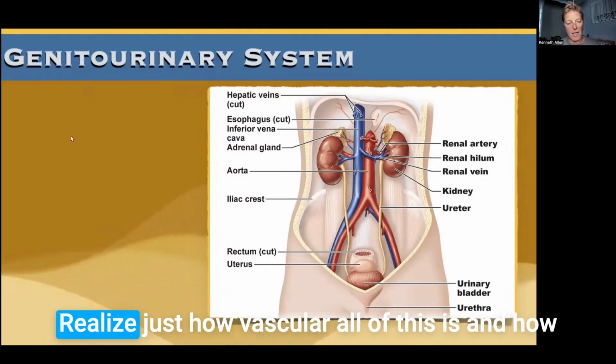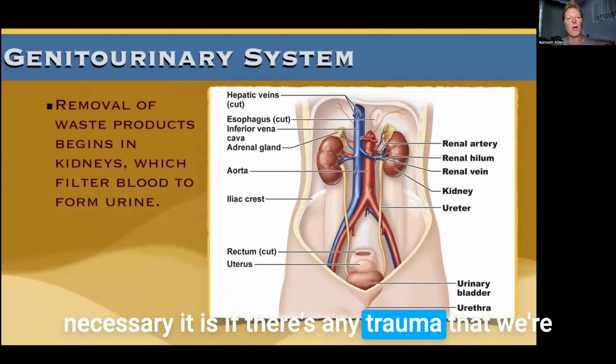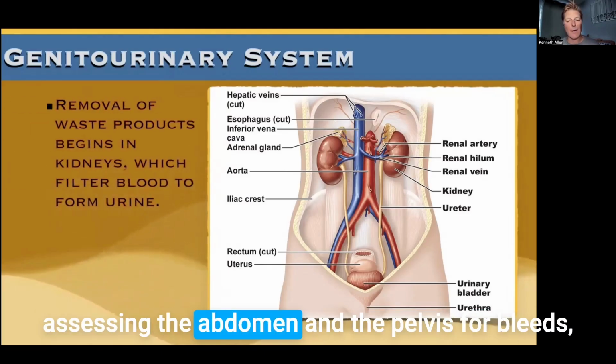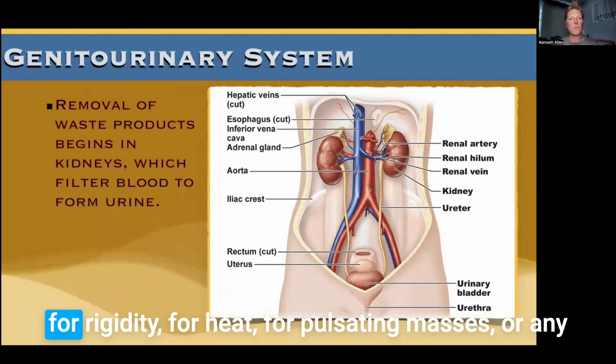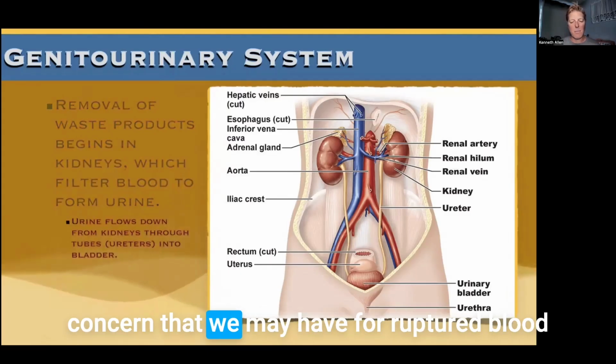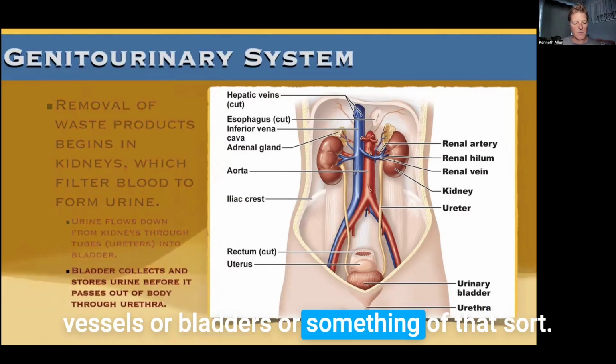Okay, realize just how vascular all of this is and how necessary it is if there's any trauma that we're assessing the abdomen and the pelvis for bleeds, for rigidity, for heat, for pulsating masses, or any concern that we may have for ruptured blood vessels or bladders or something of that sort.